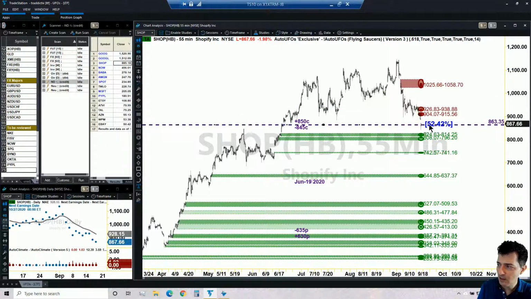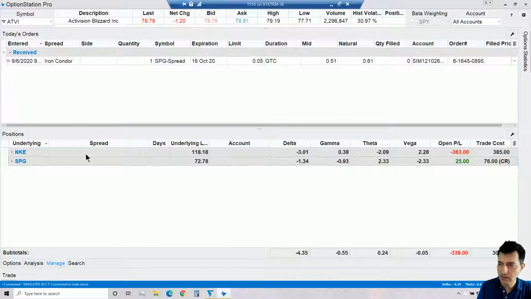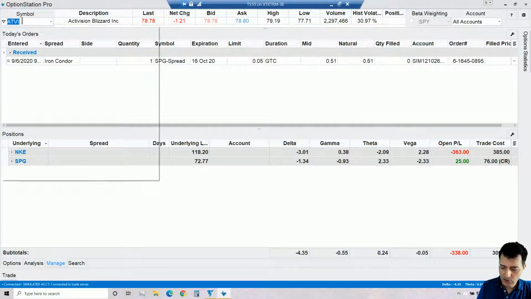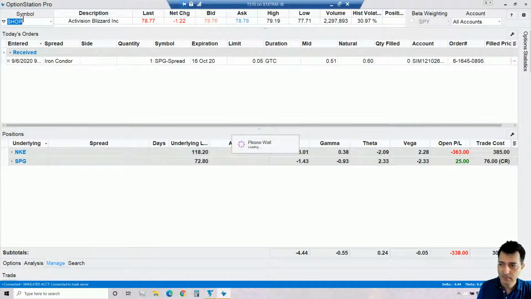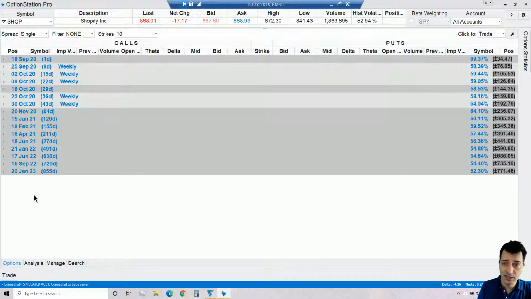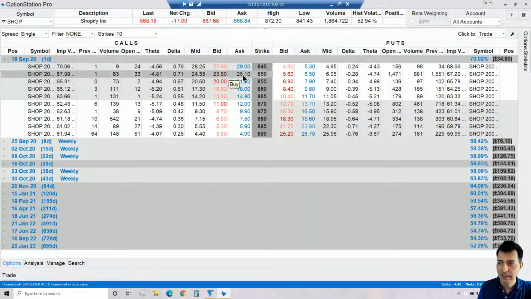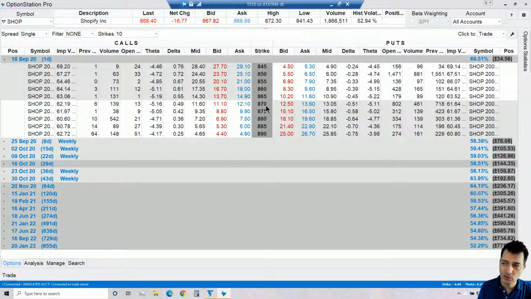The current price of that stock is around 860 something. So what I'm going to do is go ahead and type Shopify, load it, see what are the expiration dates available. Of course, the shorter the better. September 18, which is tomorrow, may be too tight, but you know what? I'm going to give it a shot. I'm not sure. We'll see. So anyway, we got $5 strike price increments with 1 day to expiration, September 18.